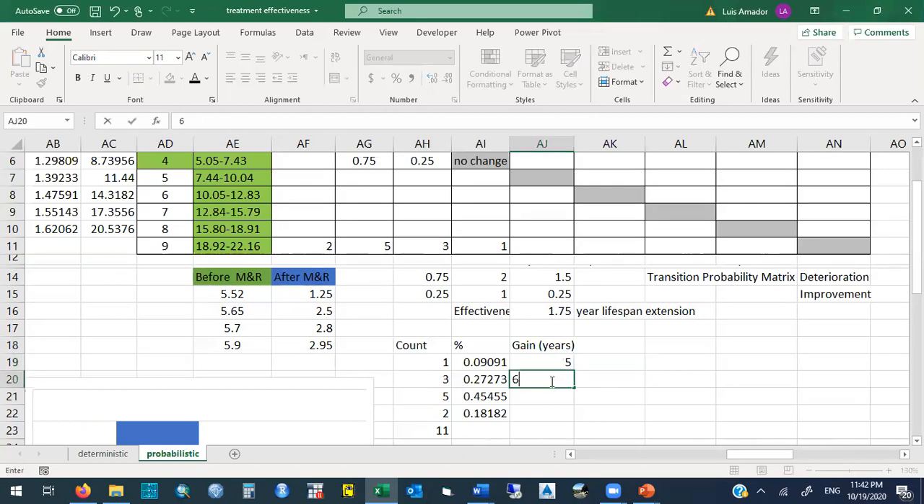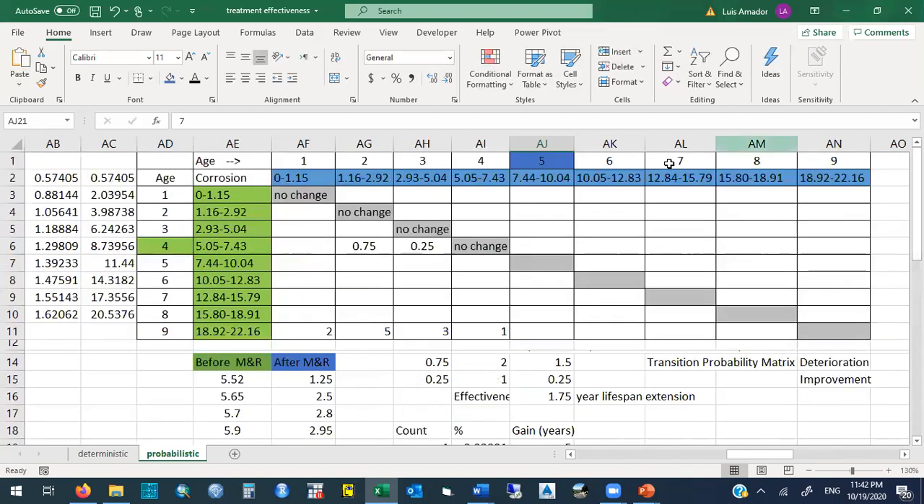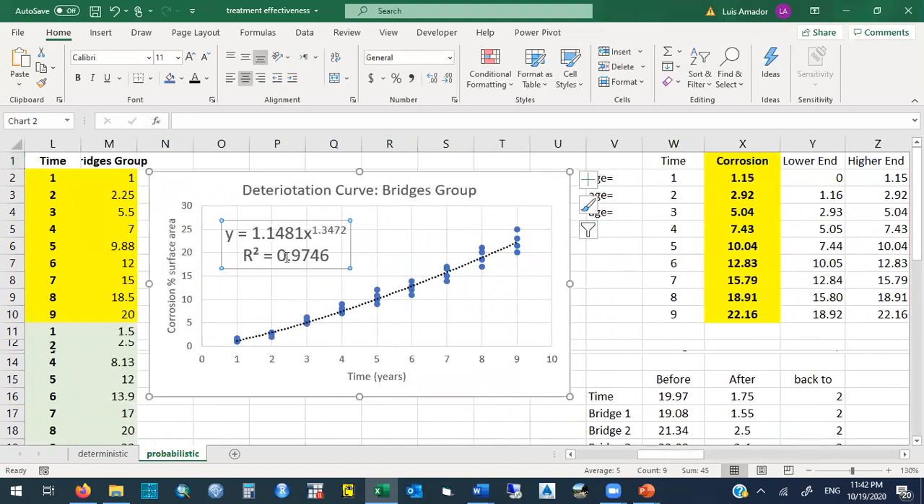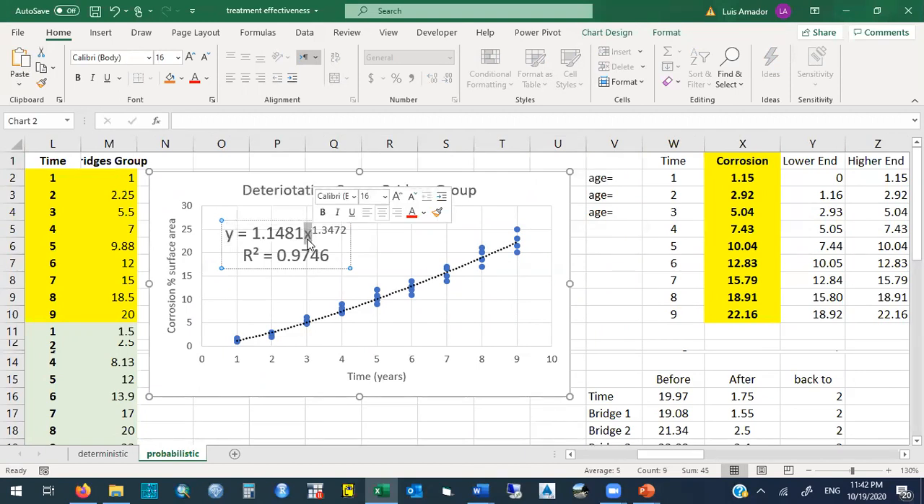This one has gained 6 years, 7 years, 8 years, right? Are we all clear? That's why we're creating the metrics like this. Every time I move one cell is 1 year. How do I know that is 1 year? Because I calibrated with this equation that is correlating years with the indicator. So I am using exact number of years here, 1, 2, 3, 4, 5, 6, to get the value that corresponds to that.